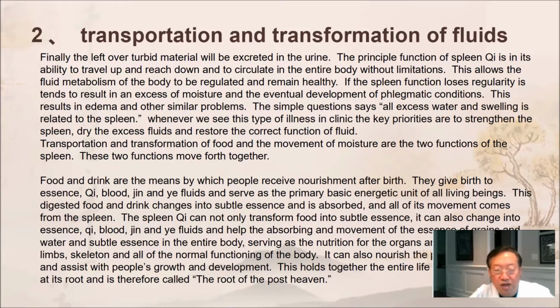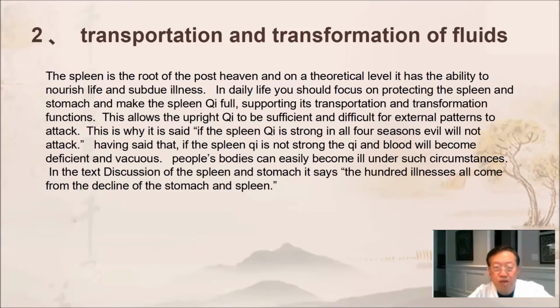This holds together the entire life function of the body at its root, and is therefore called the root of the post-heaven. The spleen is the root of the post-heaven, and on a theoretical level, it has the ability to nourish life and subdue illness. In daily life, you should focus on protecting the spleen and stomach and make the spleen qi full, supporting its transformation and transportation functions.